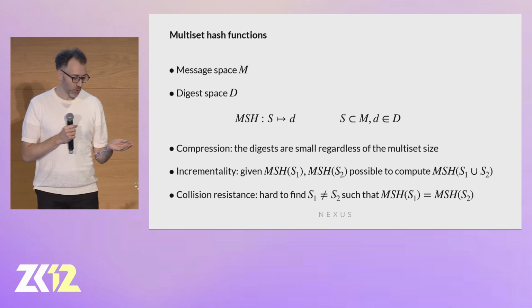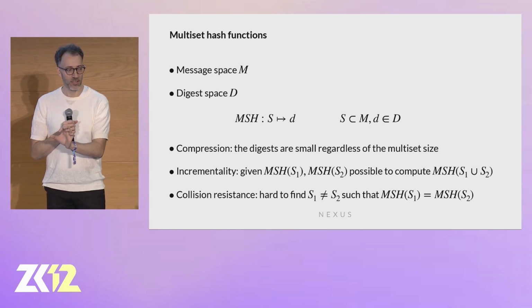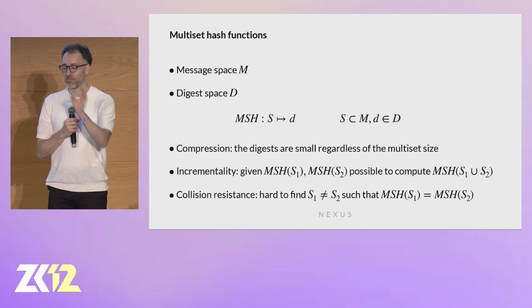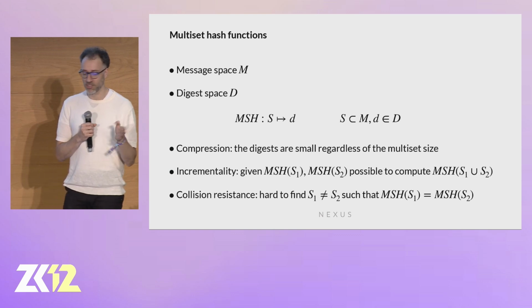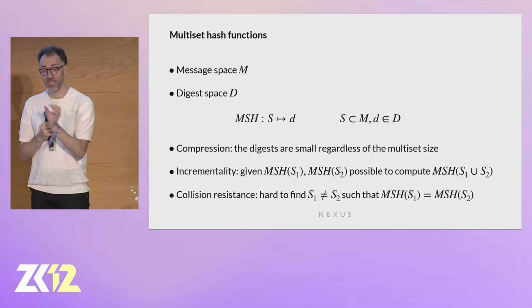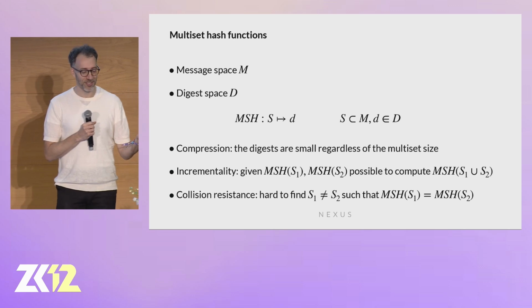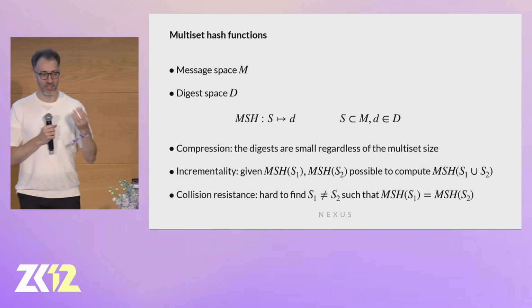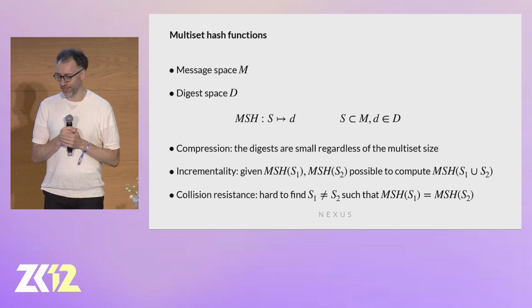The other property we want is that if we have the multiset hashes of two sets, we should be able to compute the multiset hash of their union. Remember these are multisets, so all the elements are counted with multiplicities. They may be repeating in the set. And finally, we should have collision resistance: if we have two different multisets, it should be hard to find them so that they actually map to the same thing.